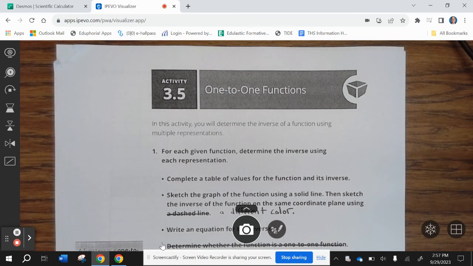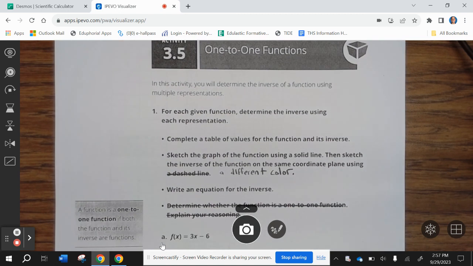Table in activity 3.5, one-to-one functions. In the activity, you will determine the inverse of a function using multiple representations. For each given function, determine the inverse using each representation. Complete a table of values for the function and its inverse.